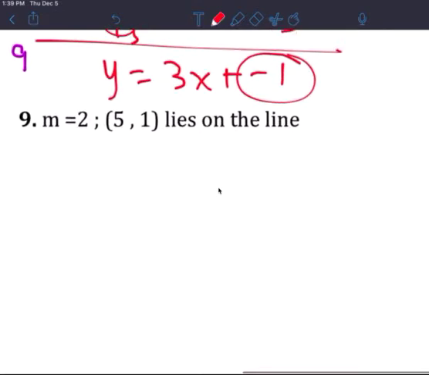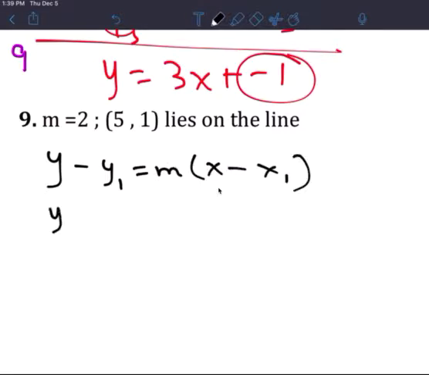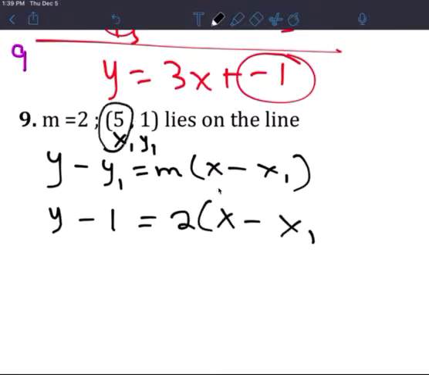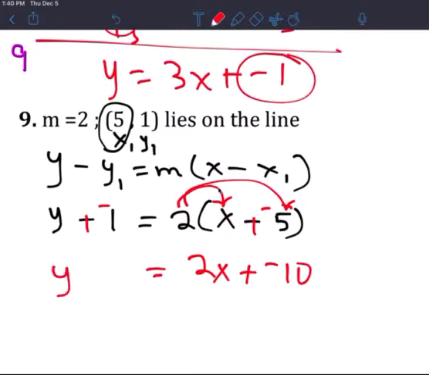Okay, number 9, same thing. Y minus y sub 1 equals m parentheses x minus x sub 1. Y minus 1 equals m is 2 parentheses x minus x sub 1, which is 5. Additive inverse. Okay, distribute, 2x plus negative 10. We always do parentheses first, right? And then make 0 on the y side.